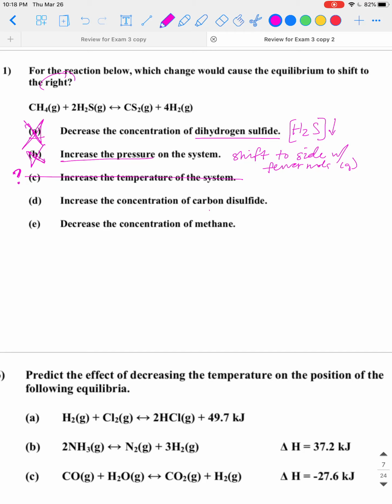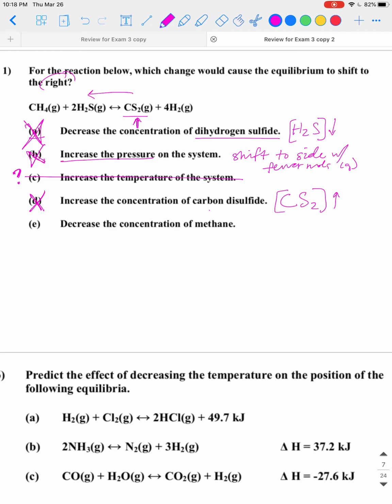D, if we increase the concentration of carbon disulfide. Carbon disulfide is this right here, and we are going to increase the concentration of it. So that is a product. Here it is on the right hand side of the equation. If we increase the concentration of a product, Le Chatelier's principle says that we will shift back towards the reactant side. So we would actually shift left. So D, that causes a shift left, not right. So that's not what we're looking for either. Maybe it's going to be E. That's the last one we have left.